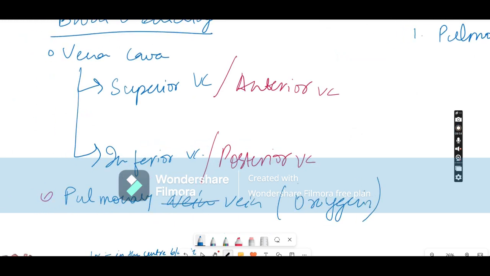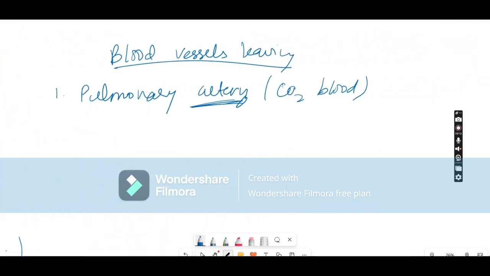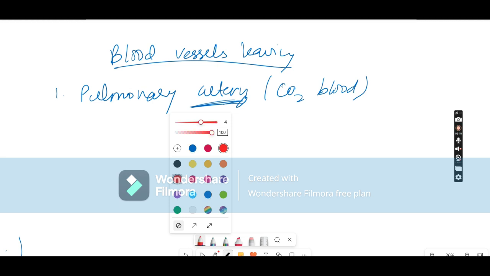Throughout the body, every artery carries oxygenated blood, and every vein carries deoxygenated blood. But the pulmonary artery and pulmonary vein are the only two exceptions, where the blood vessel carrying oxygenated blood is known as the pulmonary vein, whereas the one carrying deoxygenated blood is known as the pulmonary artery. So better remember that, because a lot of tricky questions are often asked about this in the exams.